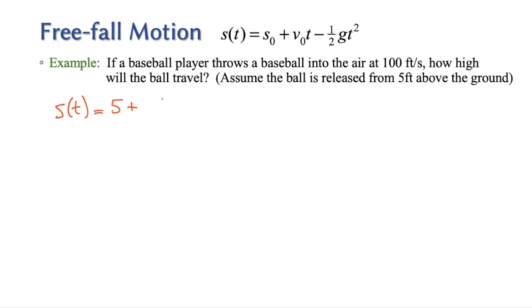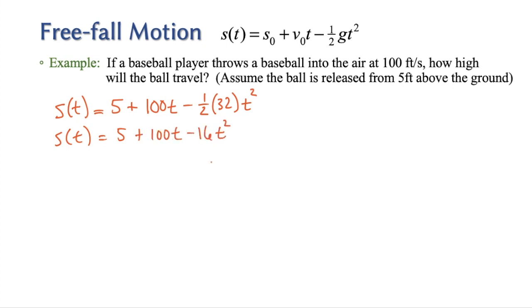Now, because the ball was thrown at 100 feet per second, that's going to be our initial velocity. Now, it looks like, because they're talking about feet per second, that our gravity constant, the 1/2 thing here, is going to be 32 t squared. So we can go ahead and clean this up just a little bit and make this look like 5 plus 100t minus 16t squared. So this right here is a model for the position of the baseball at any given time after it's been released from 5 feet above the ground at 100 feet per second.